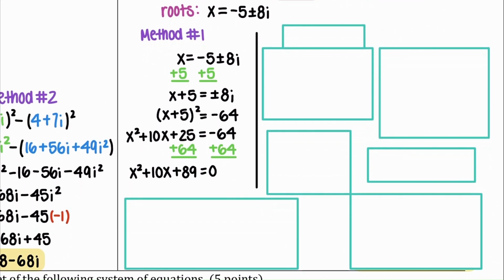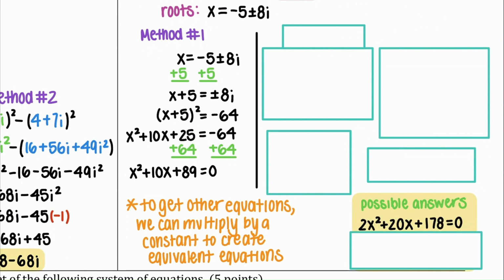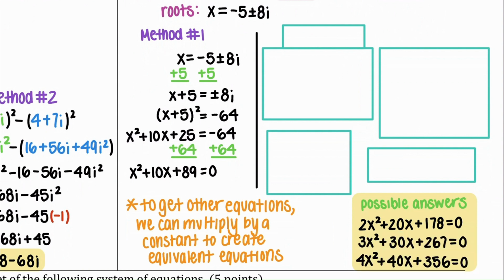And then so from here, let's say you only chose to do this method. If they ask for a leading coefficient greater than 1, we just have to remember in order to get other equations, we can just generate them by multiplying by a constant to create equivalent equations. So for example, possible answers can include, let's say we multiply this entire equation by 2. If we multiply by 2, that will give us 2x squared plus 20x plus 178 is equal to 0. Or we can multiply by 3, or we can multiply by 4. It really doesn't matter. All they care about is having a leading coefficient that is greater than 1.